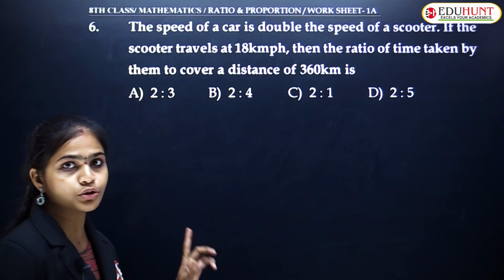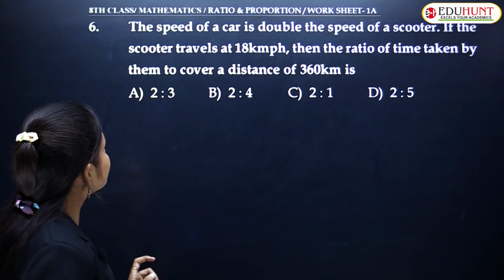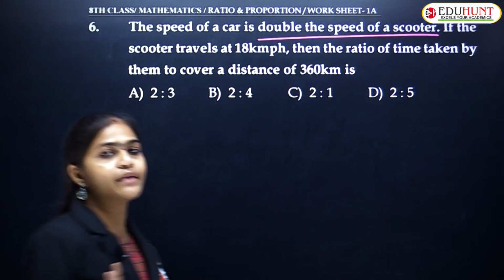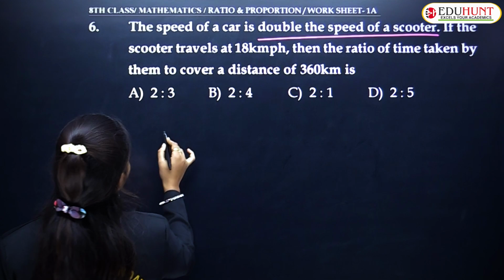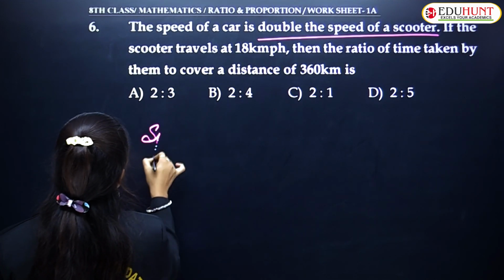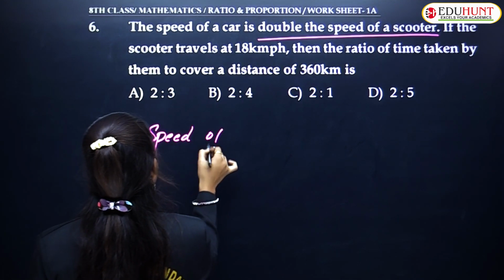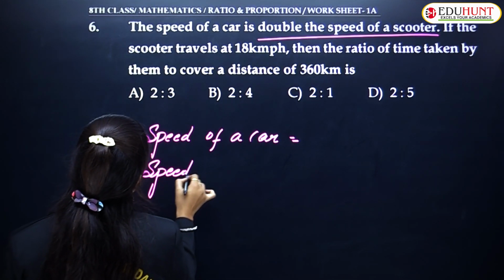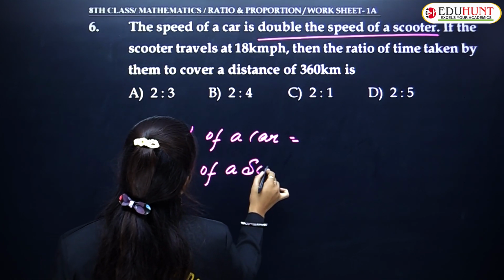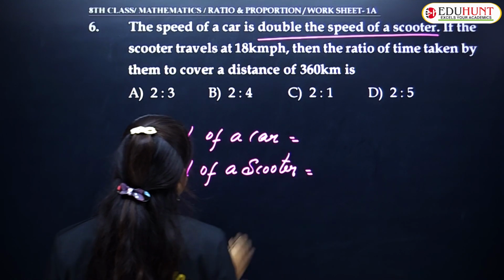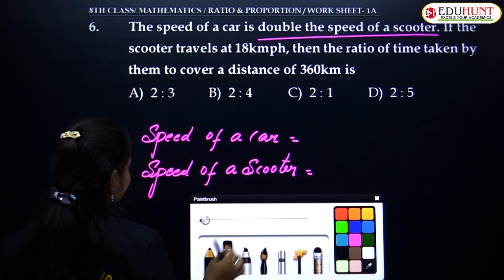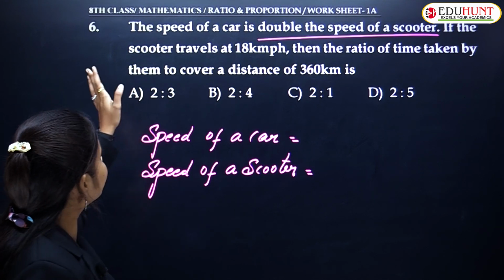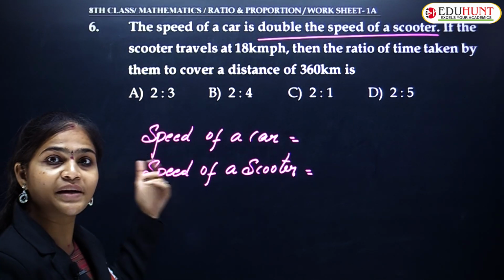Let us see the 6th question. The speed of a car is double the speed of a scooter. So here there are two vehicles: one is a car, another one is a scooter. Here we have the speed of a car and the speed of a scooter, and one more thing, the speed of a car is double the speed of a scooter.